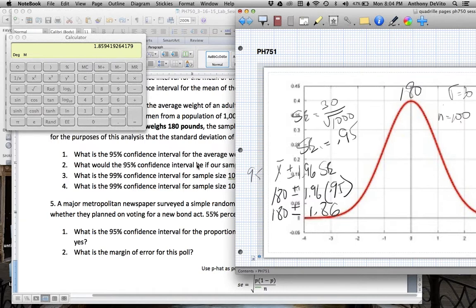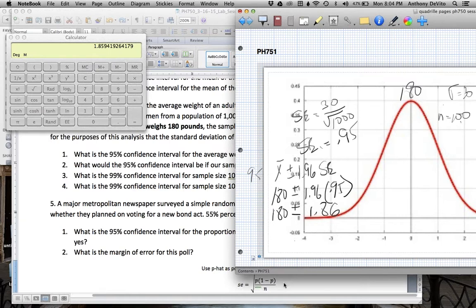So roughly, for argument's sake, our confidence interval is going to be 181.86 as our upper limit. Our lower limit is going to be 178.14. Okay, 99% confidence interval.